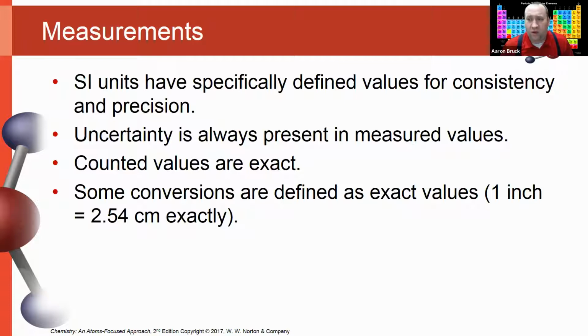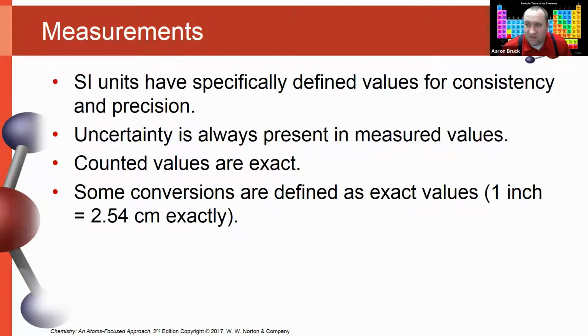When we don't have precision, or when we don't have absolute precision, where we know something exactly, what we call that is uncertainty. And there's always going to be uncertainty present in anything that we measure. There is no such thing as an exact measurement. Let me say that again. There is no such thing as an exact measurement. Every measurement that we take comes with some degree of uncertainty present in it.